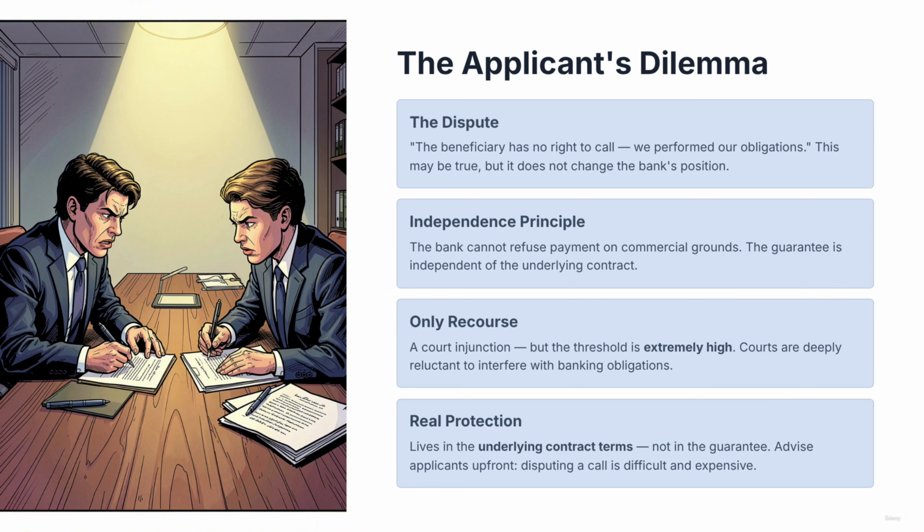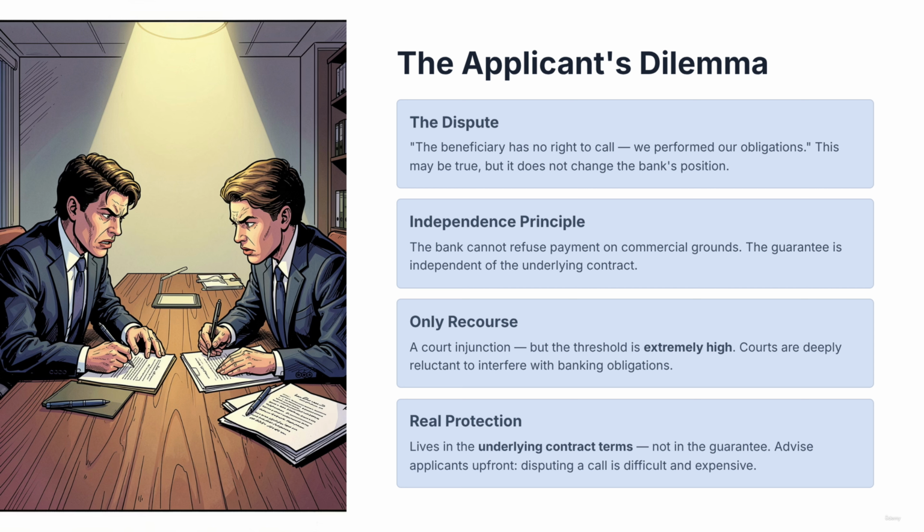The applicant's only legal recourse is to seek a court injunction preventing the bank from paying. But the threshold for obtaining such an injunction is extremely high. Courts in most jurisdictions are deeply reluctant to interfere with banking obligations. Doing so would undermine the entire value of the guarantee as an instrument. Injunctions are granted in very narrow circumstances, and obtaining one in the days between a demand and payment is practically difficult. The practical implication is straightforward.